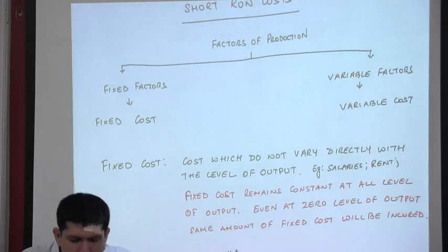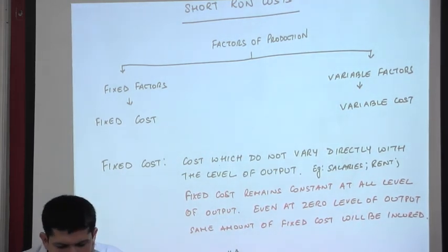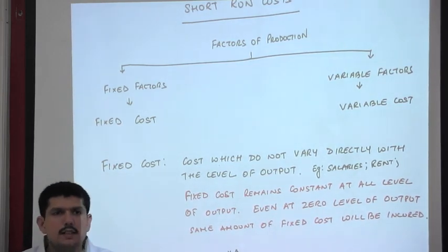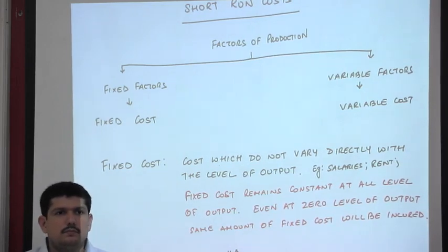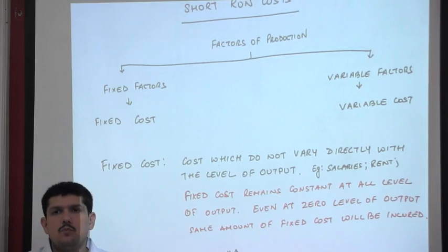So fixed cost, which does not vary directly with the level of output, is known as fixed cost. Example, rent of the premises. Can somebody give me some other example? Salary of permanent employees, depreciation, what else?